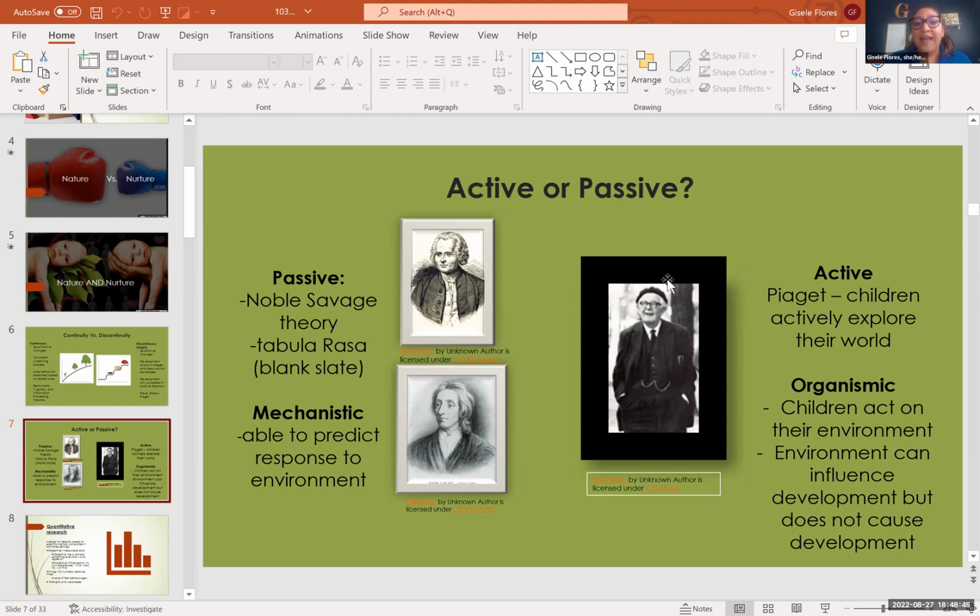We're also looking at theorists such as Piaget. So this is Jean Piaget, and he says that children are actively exploring the world around them. So they're looking at how they can influence their own learning. They're seeking out knowledge, they're seeking out influence, they're seeking out relationships and interactions. And so he really gave children a lot more credit in how they develop and in the part they play in how they develop, which is pretty neat. All right, so let's continue.